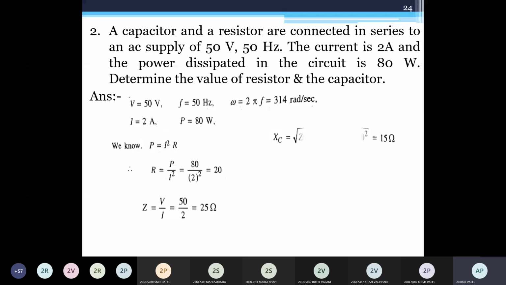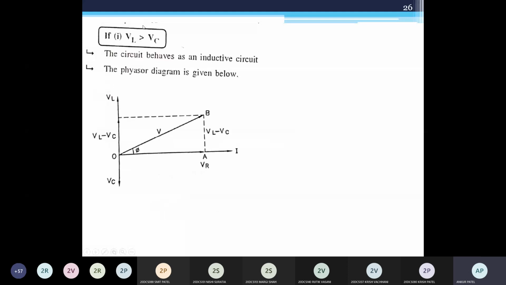So now we will move to the first condition, VL greater than VC. Take current as a reference, VR remains in phase. VL minus VC is leading to the current. Opposite this one is also similar, according to the parallelogram. Now join VR and VL minus VC, so that is your phase angle phi. So this is the phasor diagram for VL greater than VC.